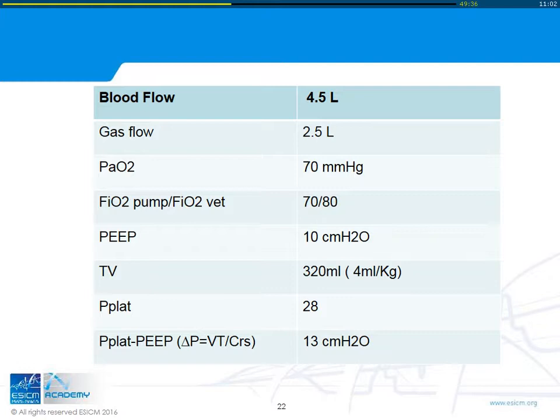Who uses ECMO? What was the respiratory rate? It's paralyzed. No, I mean the respiratory rate on ECMO. Ah, sorry. Nobody cares about respiratory rate on ECMO. Yeah, it was 8. 8?